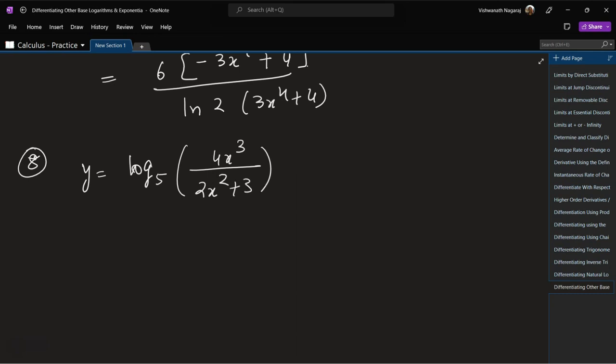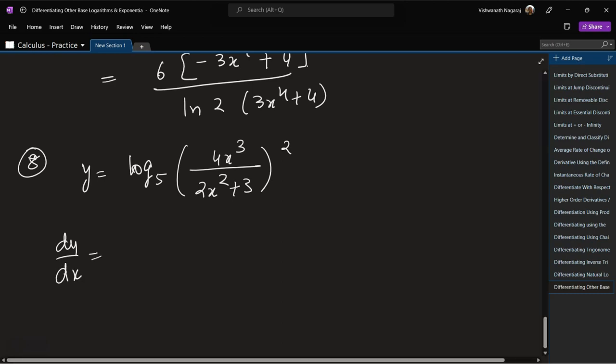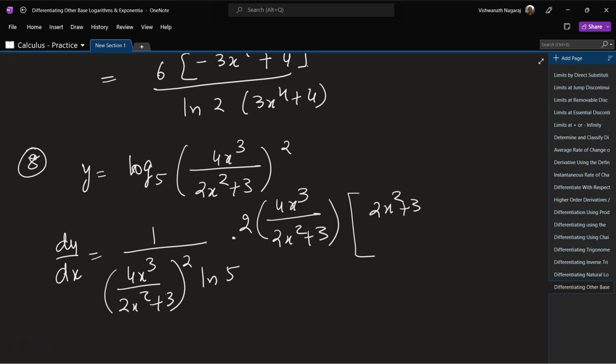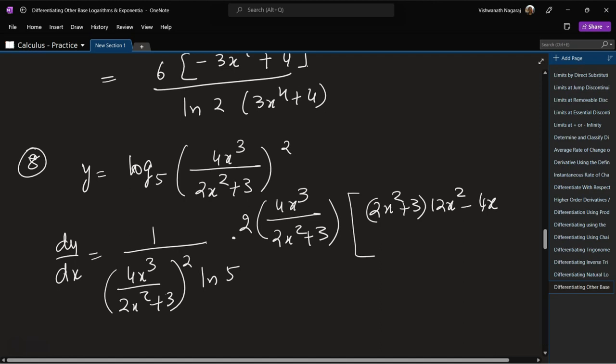2x square plus 3 square. dy by dx is equal to 1 by 4x cubed by 2x square plus 3 square natural log of 5, times the derivative of 4x cubed by 2x square plus 3. And now the quotient rule: 2x square plus 3 times 12x square minus 4x times 4x cubed, divided by 2x square plus 3 square.